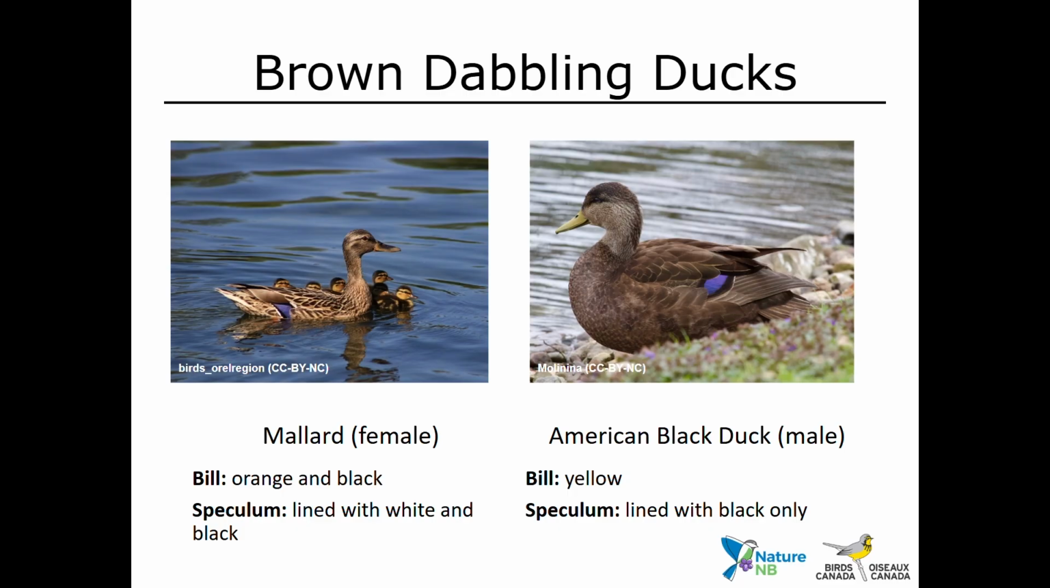And mallards and American black ducks are quite similar in appearance, so let's walk through some key differences for distinguishing them. In particular, it's difficult to distinguish the female mallard from the American black duck. Recall that the female mallard has an orange and black bill. The American black duck male has a yellow bill. And the female mallard has a speculum lined with white and black, whereas the American black duck male has a speculum that is only lined with black.